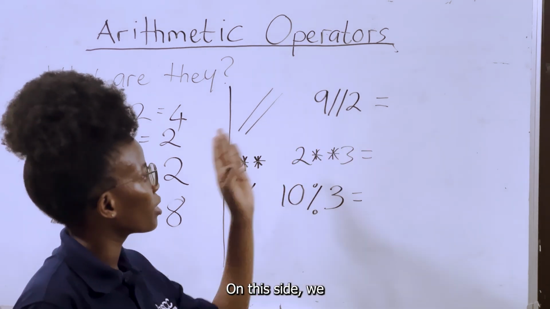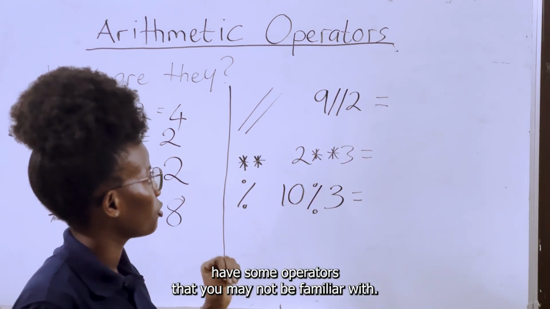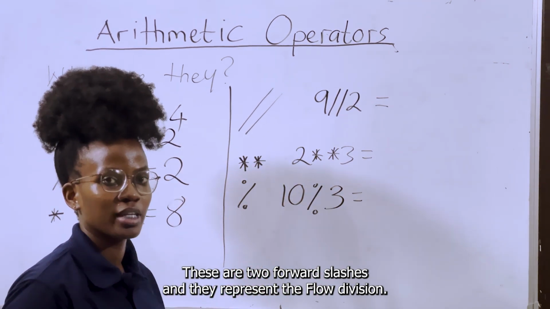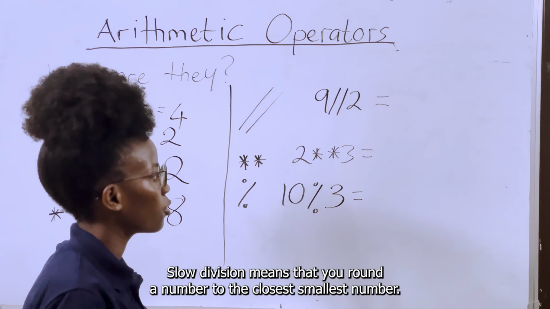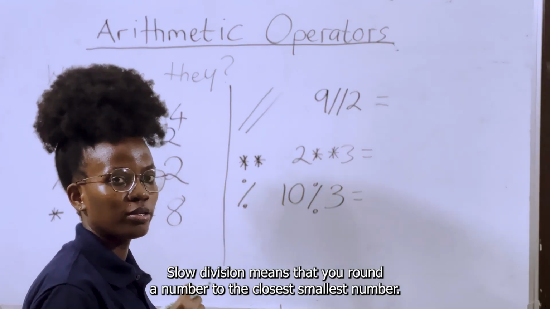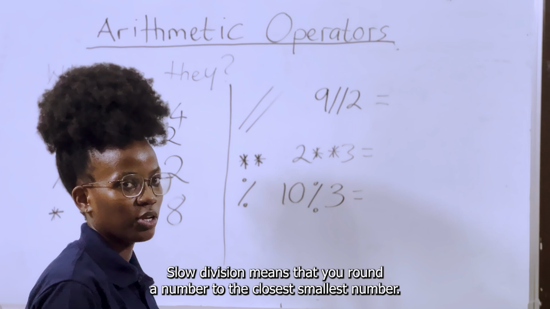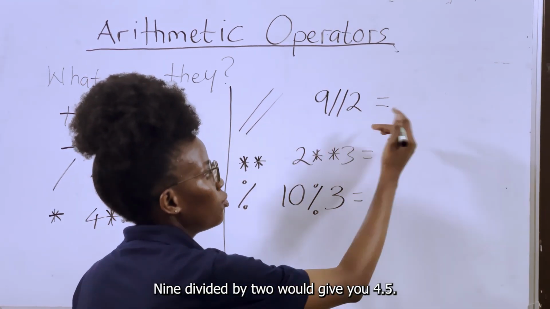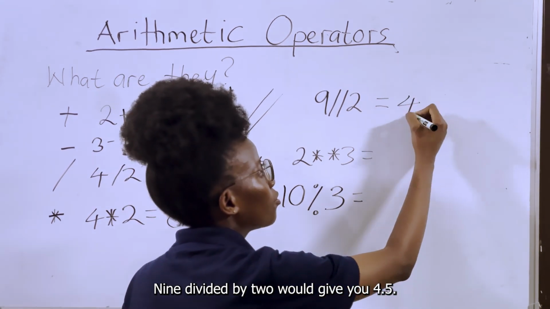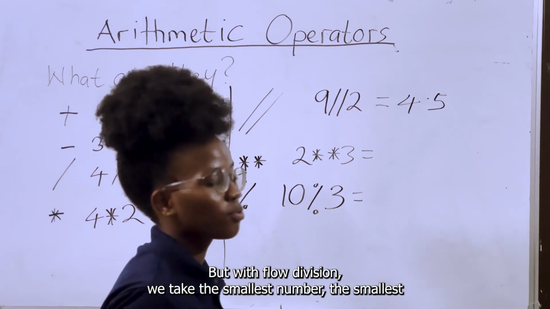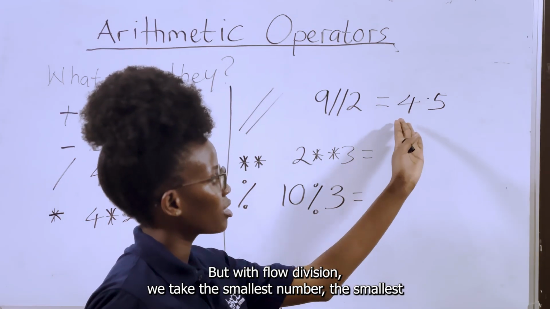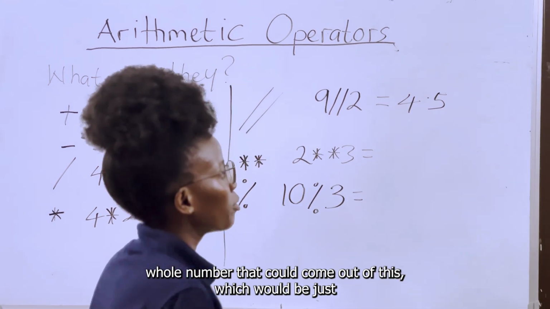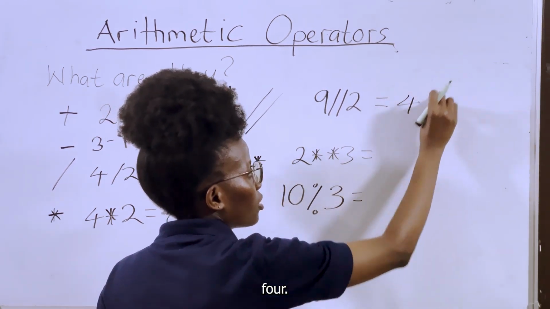On this side, we have some operators that you may not be familiar with. These are 2 forward slashes, and they represent the floor division. Floor division means that you round a number to the closest smallest number. Let me give you an example. 9 divided by 2 would give you 4.5. But with floor division, we take the smallest whole number that could come out of this, which would be just 4.